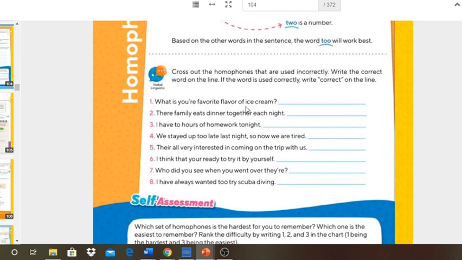Right? So here it says we have activity number 1. Cross out the homophones that are used incorrectly. Write the correct word on the line. If the word is used correctly, write correct on the line. Here, guys, you need to decide. What is you're favorite flavor of ice cream? Here, you are. No, you are. ¿Cuál es tu eres favorito sabor de helado?